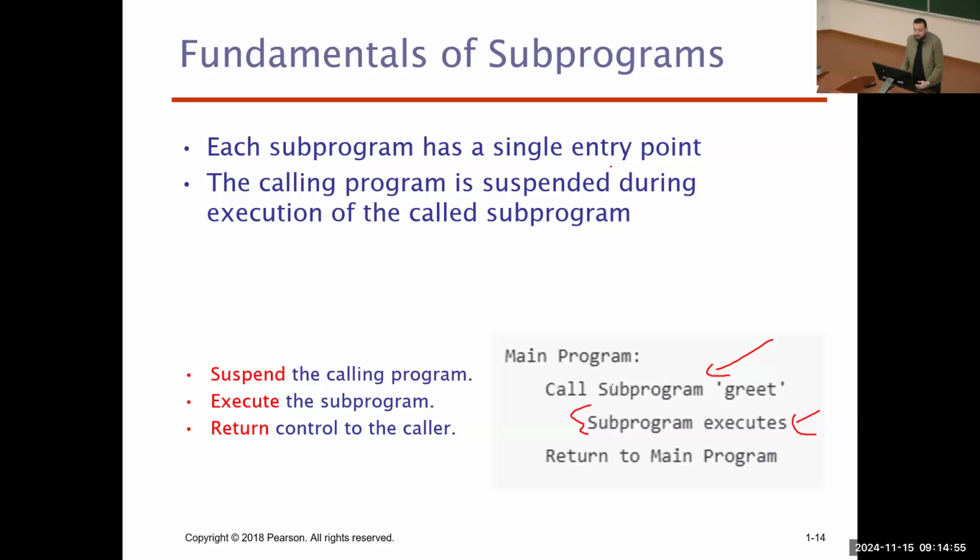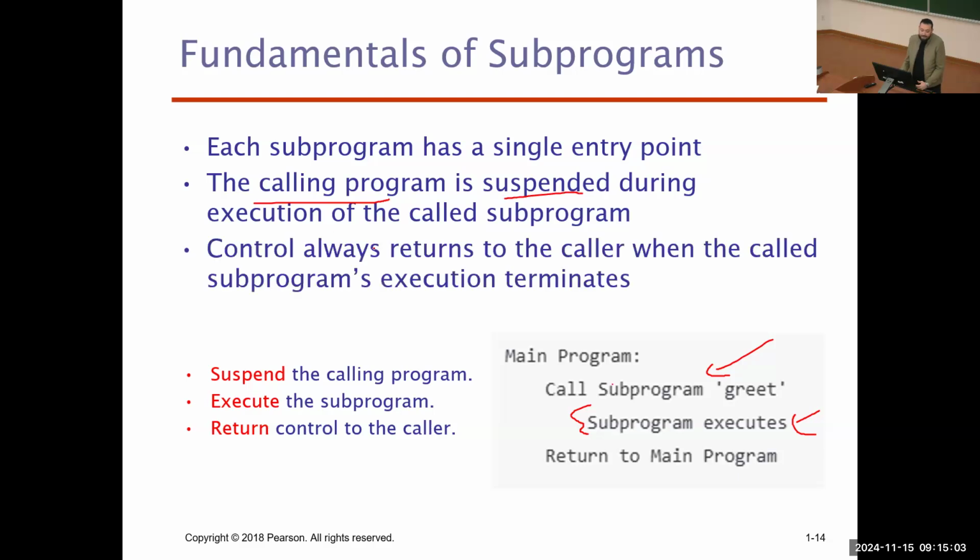So the calling program is suspended. The calling program, let's say the main one, or if it's a nested subprogram, is suspended during the execution of the called program. And then the control always returns to the main one when you're done. So basic stuff, but these are the formal ways: suspend, execute, return.